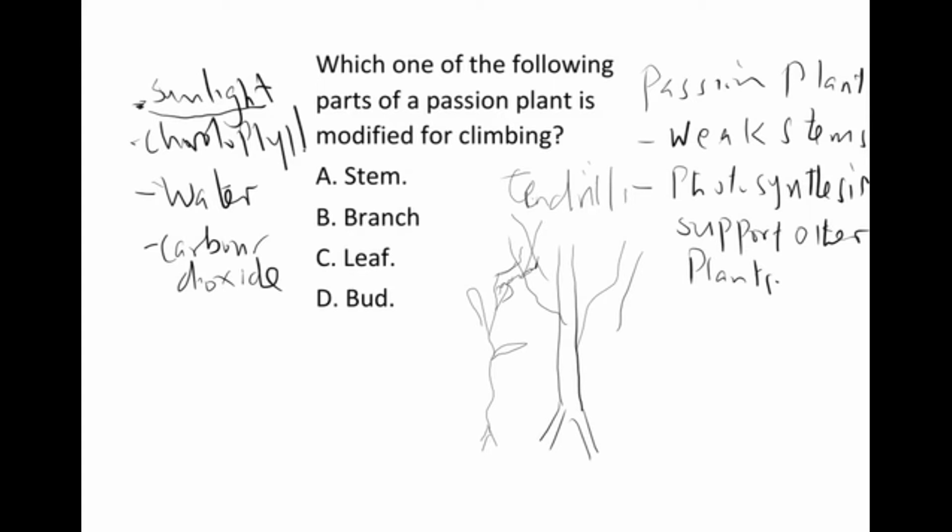Since it is weak, it coils or it produces these tendrils, and the tendrils help it to attach itself to other trees for support, and hence it is able to climb up and get sunlight up the stem.